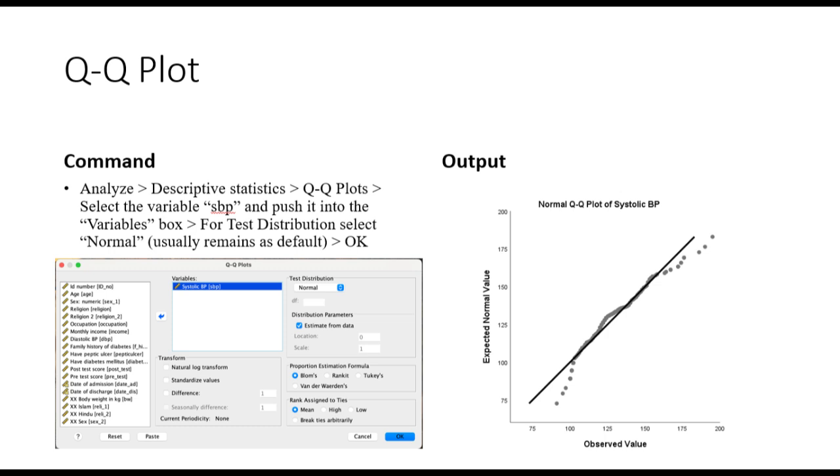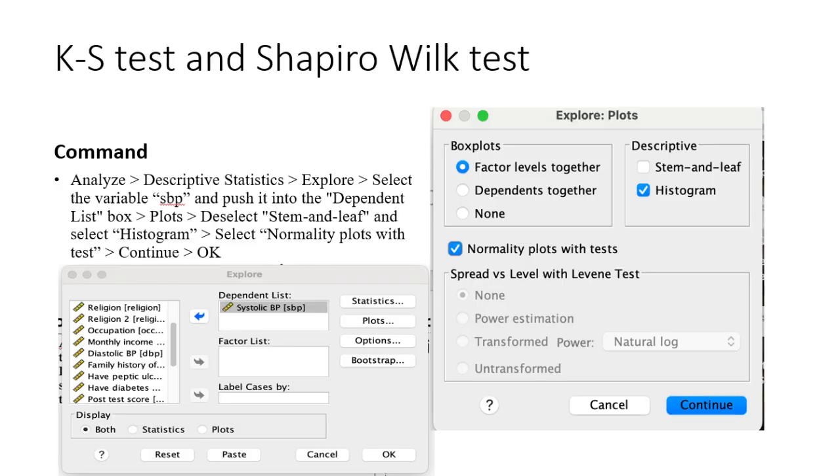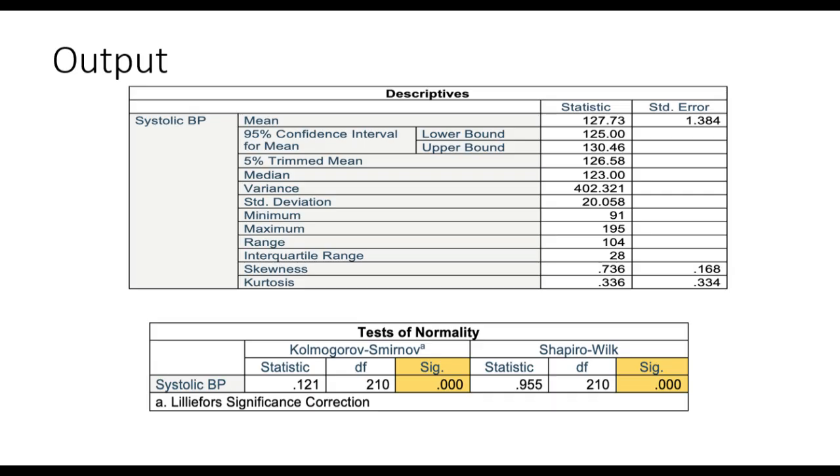Next, OK. Output. KS test and Shapiro-Wilk test command: Analyze, next, Descriptive statistics, next, Explore, next. Select the variable SBP and push it into the dependent list box. Next, Plots. Next, deselect stem and leaf and select histogram. Next, select Normality plots with tests. Next, Continue. Next, OK. Output.